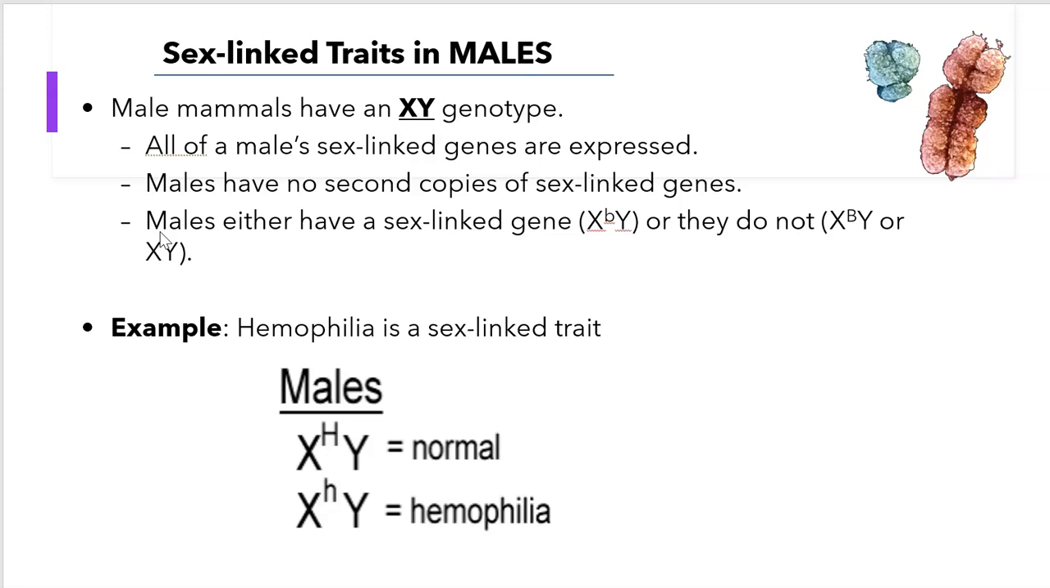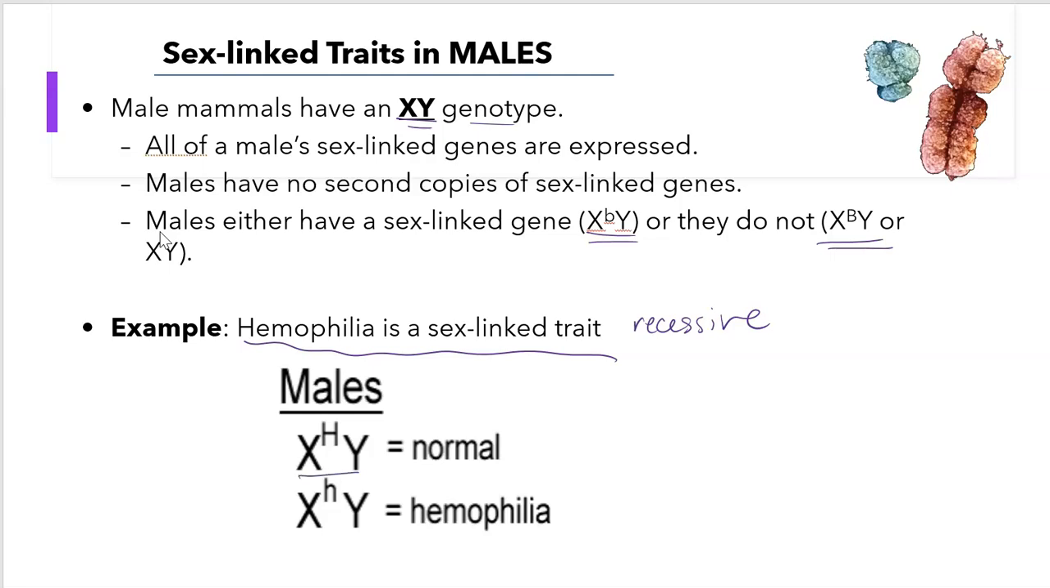So sex-linked traits in males, again, they have the genotype XY, and all of the male sex-linked genes are expressed. Males have no second copy, so they only have one copy of an allele for the trait. So they either have it or they don't. If we're looking at hemophilia, for example, it's a sex-linked trait and it is recessive.